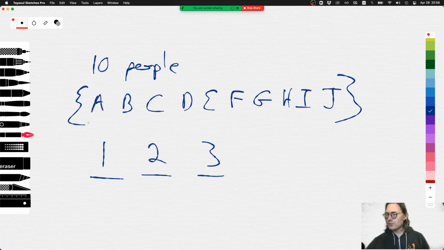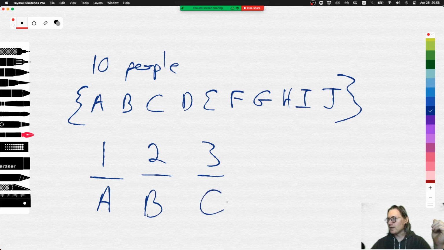The obvious place to start would be, well, maybe A, B, and C are going to be 1, 2, and 3. Then B, C, and D would be another possibility. Then C, D, and E. And then we can say A, B, and D, and A, B, and E, and A, B, and F. We can think about a systematic way to do this. There are a number of systematic ways to do this. But we're only going to take 3 of them out of the 10, right?